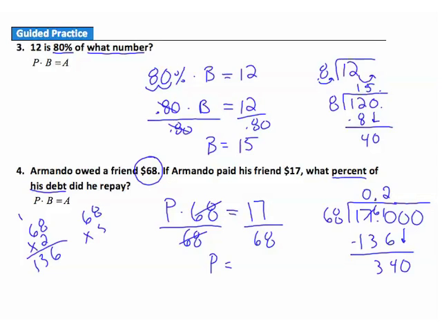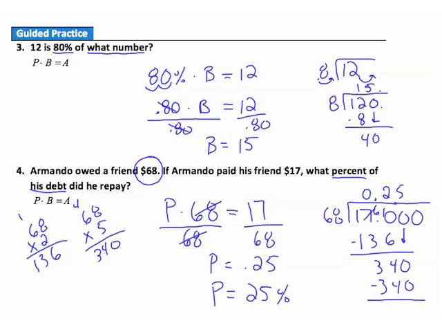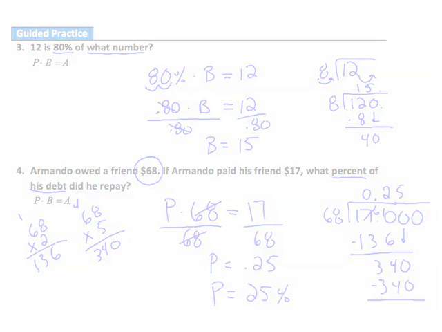68 times 5. 5 times 8 is 40. Carry the 4. 5 times 6 is 30, plus 4 is 34. Oh, exactly. So it goes in there 5 times. And that was 340. So we're done. So it looks like we get 0.25. Now that's not our final answer because we need to write that decimal number as a percent. So that is going to be 25%. So Armando has paid his friend 25% of his debt.